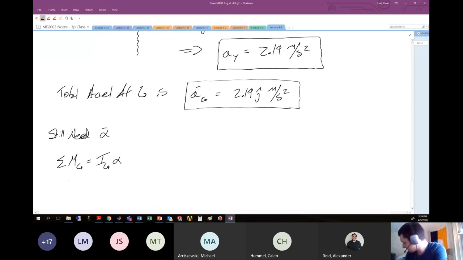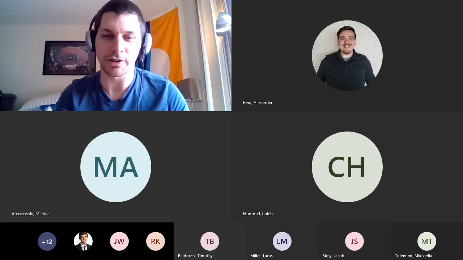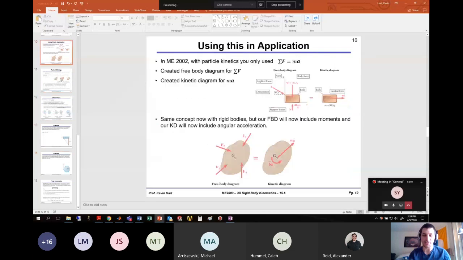This particular moment is a negative contribution from the 180 newtons multiplied by the distance from the center of gravity to the application of that force, which is 0.5 meters, the radius of this disk. That's the only contribution to the moment about the center of gravity. This is going to be equal to the mass moment of inertia of this disk. Just a reminder, you've got a list of mass moments of inertia on your equation sheet for this class.